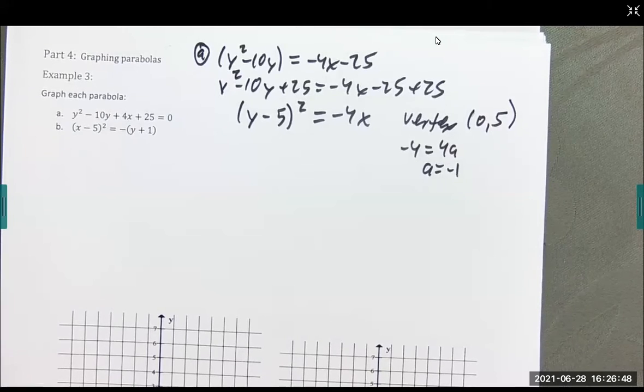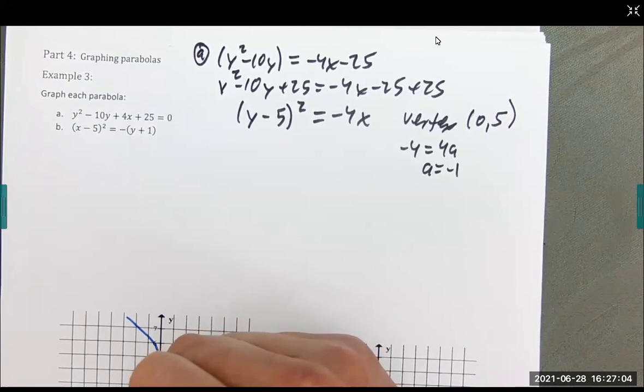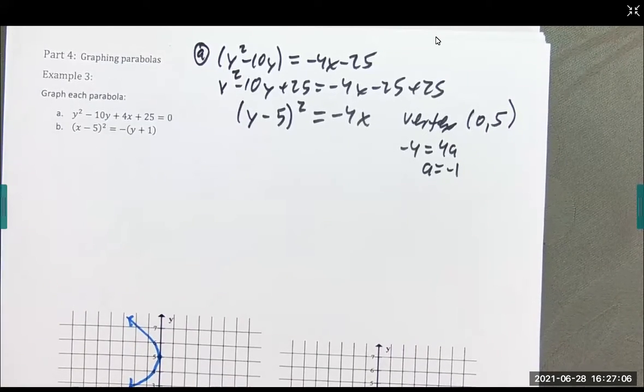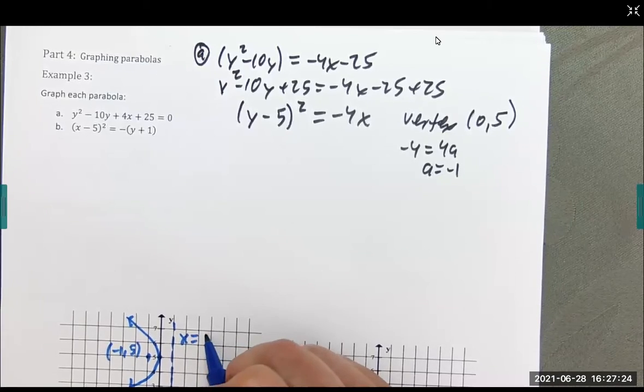All right, so let's put all this together. So we're at 0, 5. Here's our vertex. So our parabola is going to look something like this, with a focus at this point here, which is the point negative 1, 5. Vertex here is, and then we are going to have the directrix is the vertical line x equals positive 1.